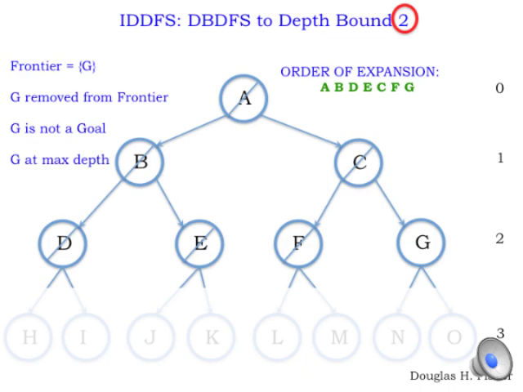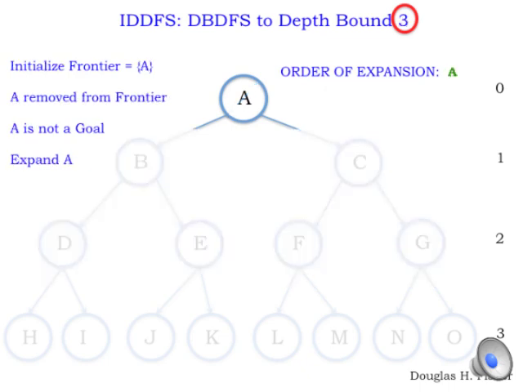G is removed from the frontier. G is not a goal. G is at the maximum depth bound of 2, and so we don't expand it further. The order of expansion in this depth-bounded search to level 2 has been A, B, D, E, C, F, G.